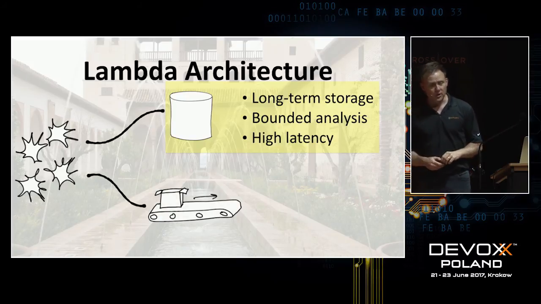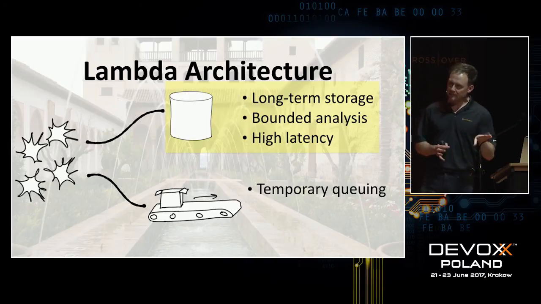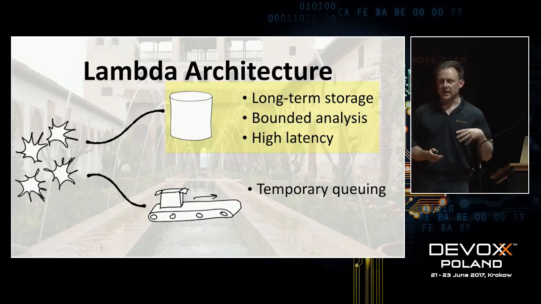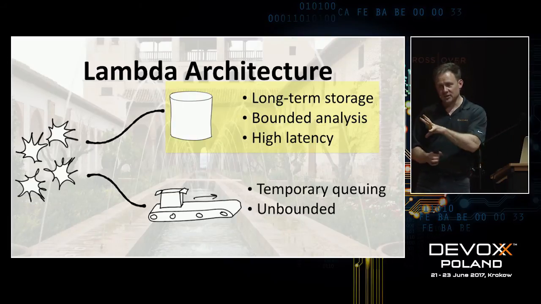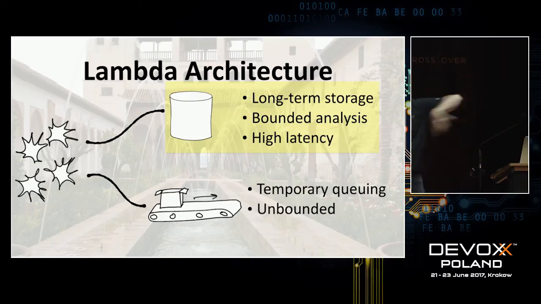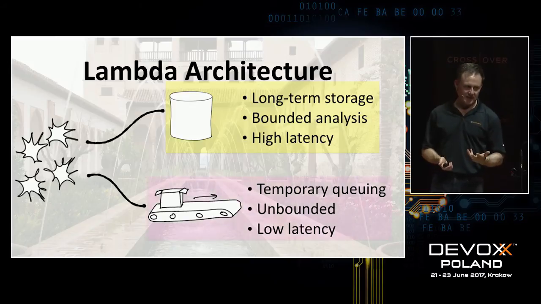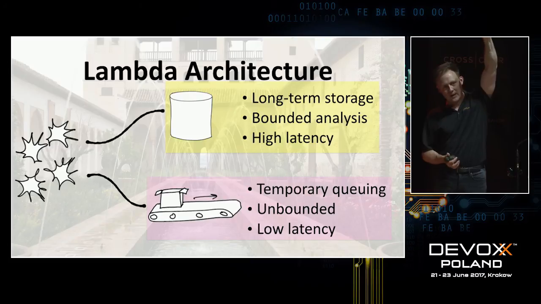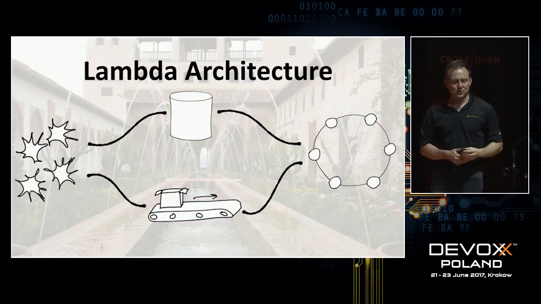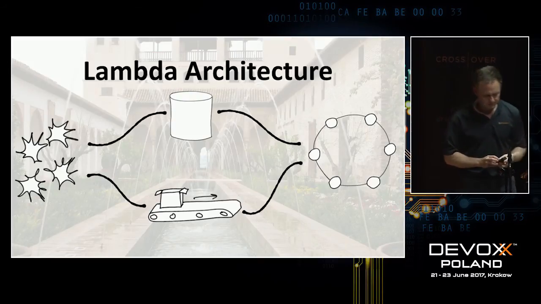Those events also get written into some kind of event processing system. The Lambda architecture thinks of this as a temporary queue, some message queue of unbounded events, so they get written in and then expired after a relatively short period of time, so we can do this low latency analysis down here. And we're going to take both of those, our high latency bounded analysis and our low latency unbounded analysis, and write those results to some kind of scalable database on the back end.